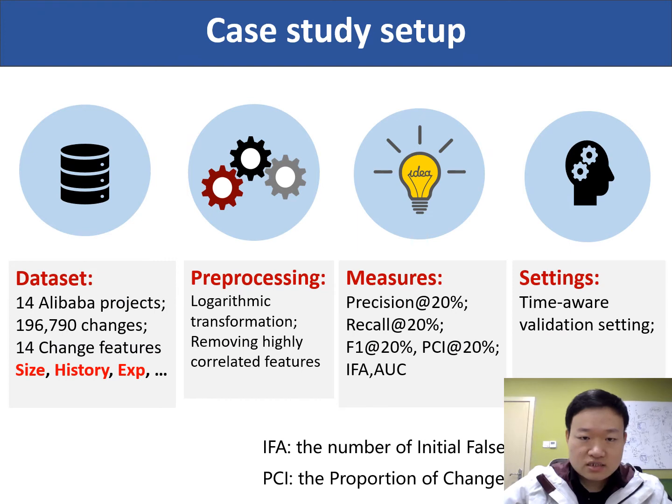Here is our case study setup. First, we select 14 Alibaba projects with 14 change-level features. We implement prior approaches with their same pre-processing steps. In terms of the evaluation measures, we adopt two groups of measures. One is considering the inspection budget as 20% of the total change LOC, such as precision and recall at 20%. The other group does not consider the inspection budget, such as FSE and AUC. In our evaluation, we use a time-aware validation setting, which uses the prior changes to predict the future changes.